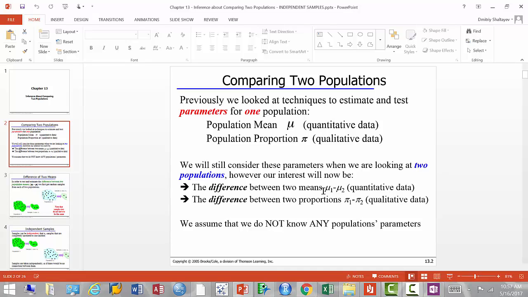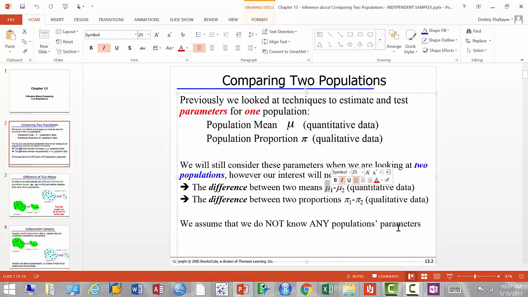Well, here is the preview of what we're about to do. Everything that we will do, all tests, will not be about the mean of sample 1 and also the mean of sample 2. Everything that we will test is going to be about the difference. Mu1 minus mu2, the mean for population 1 minus the mean for population 2, or same thing about proportions. Proportion 1 minus proportion 2, okay? And our assumption, of course, is that we don't know anything about the population, right?